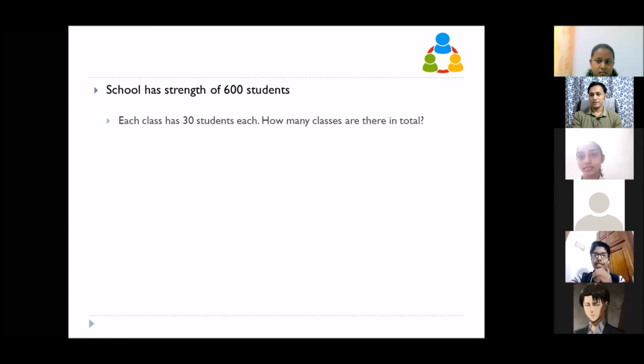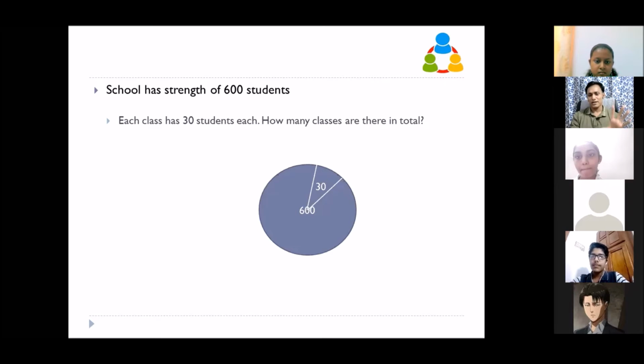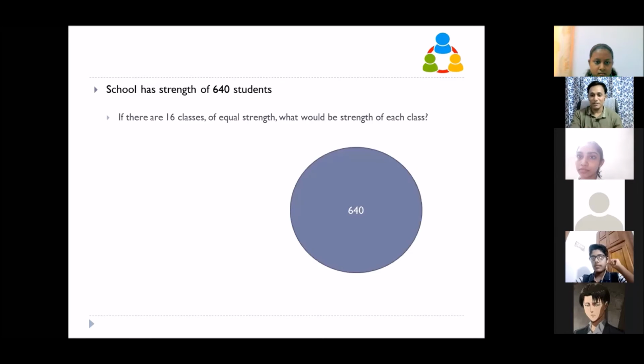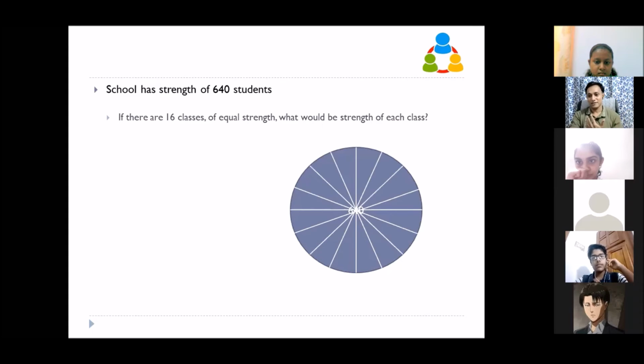20. Yes. So this is the same problem. You are asking in 600 how many 30s are there? So in 600, 20 30s are there. Okay, now this one. It's the reverse of it. We know 16 classes are there, and 640 students are equally distributed into 16 classes. So in one class, 40 students. So you know, it's the same thing, right?